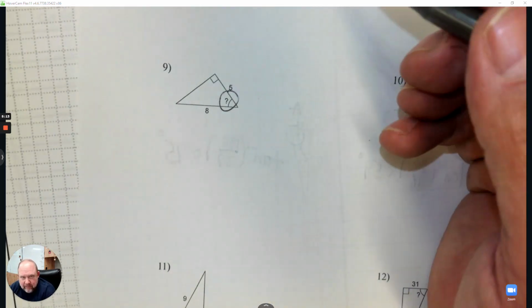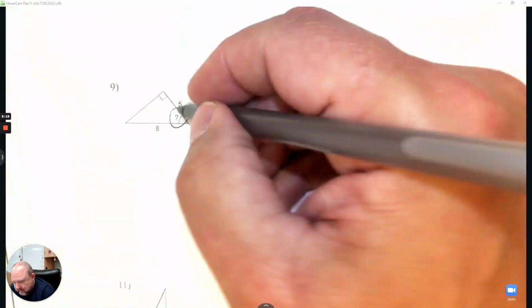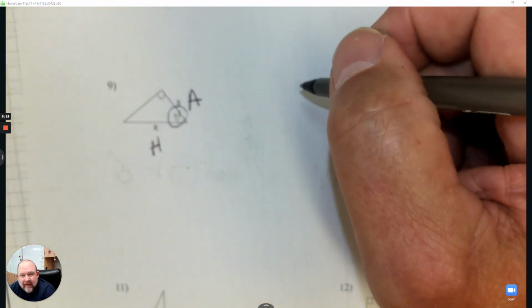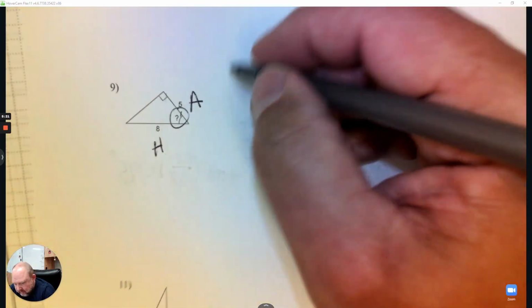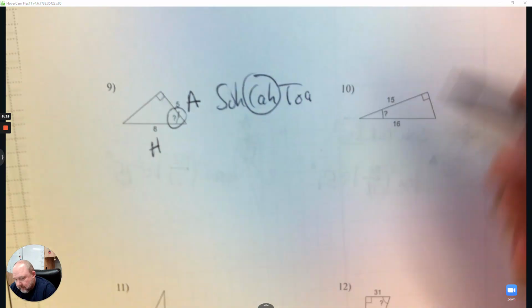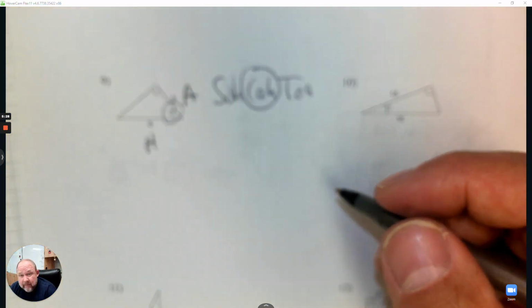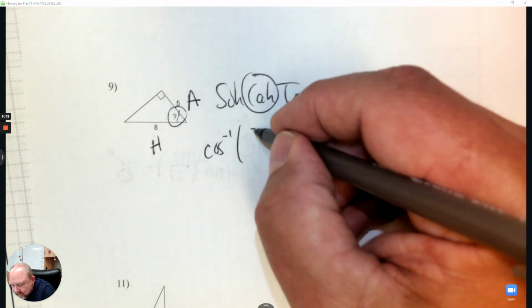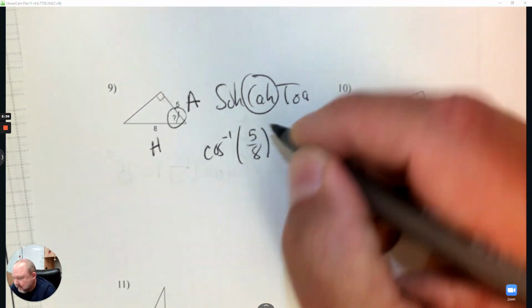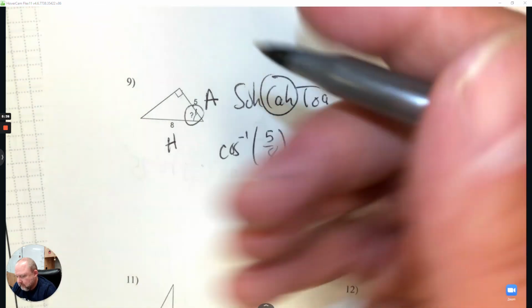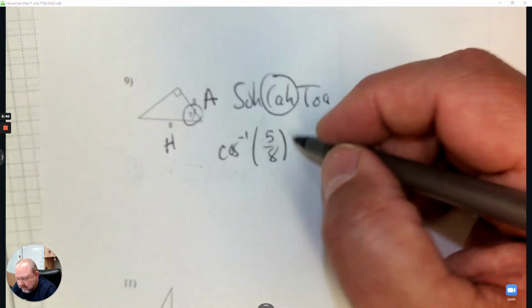Circle the angle, press pause, and try it, of course. 5 is adjacent, and 8 is the longest side, the hypotenuse. So adjacent and hypotenuse. So it's the inverse cosine of, was that 5 over 8? And then use your calculator. It's 51.3.